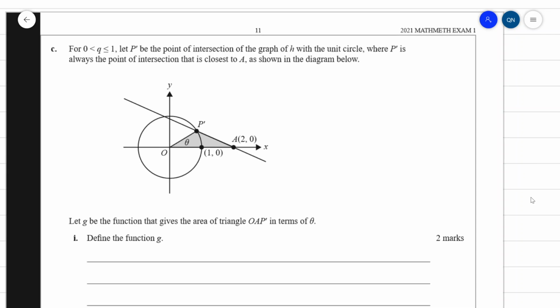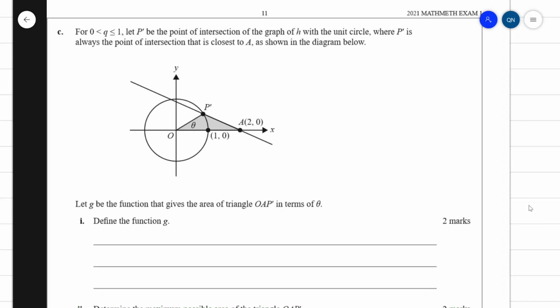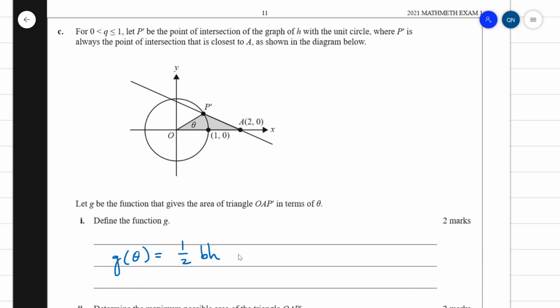To find the function G in terms of theta. Okay, so we have our angle theta. The question is, how do we get the area? Well, that's not too tricky to do. You just apply the formula for the area of the triangle. So G of theta is just going to be 1/2 times base times height.